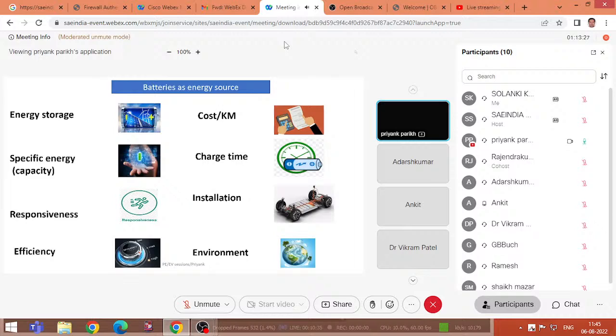So when I talk about specific energy, this is where the battery fares low as compared to your EV. If I want to quantify it, I would say that energy by mass of petrol is around 1200 MeV, and the traditional lithium ion is around 300 MeV. So this is definitely that the specific energy of petrol is higher than the battery.